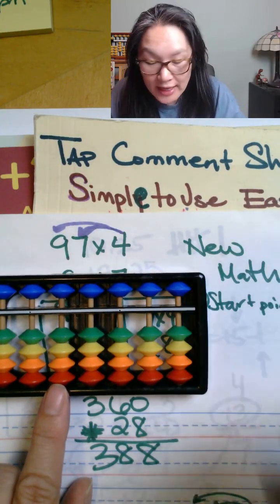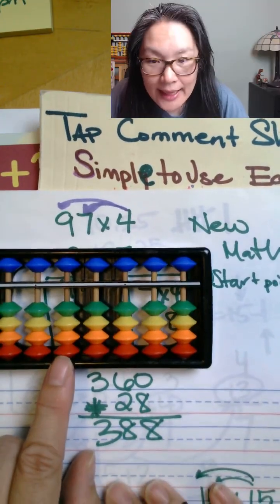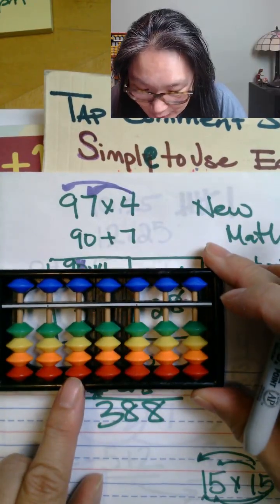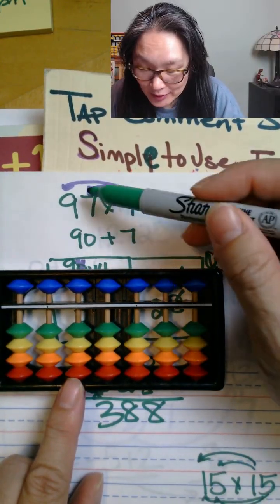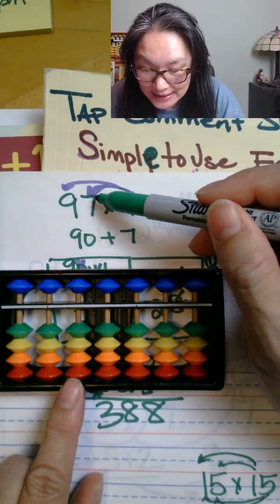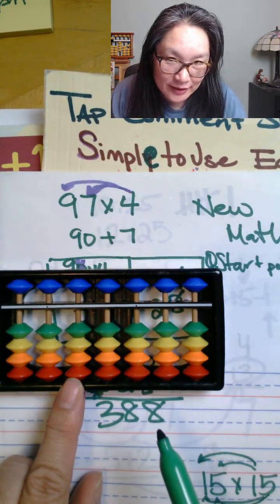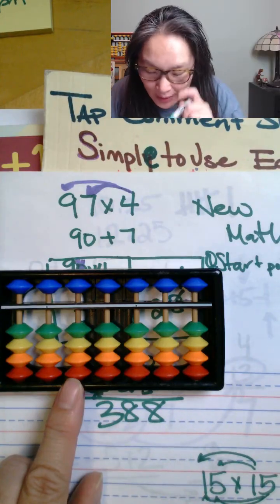Okay. So then what are we going to do? Then new math decides to break up this 97. And I'm like, okay, now what? So in abacus, we do that already.